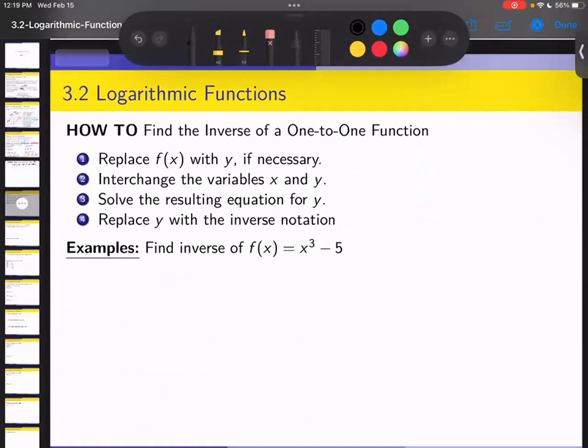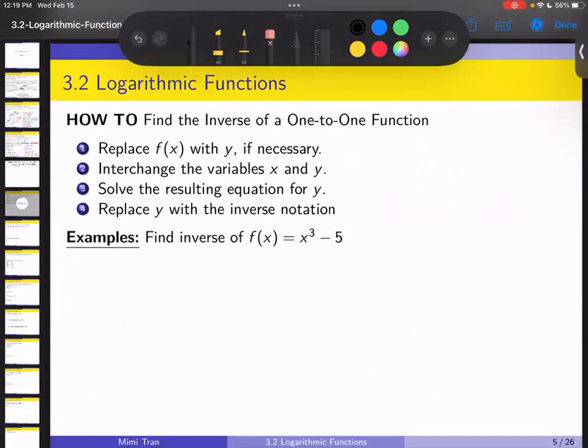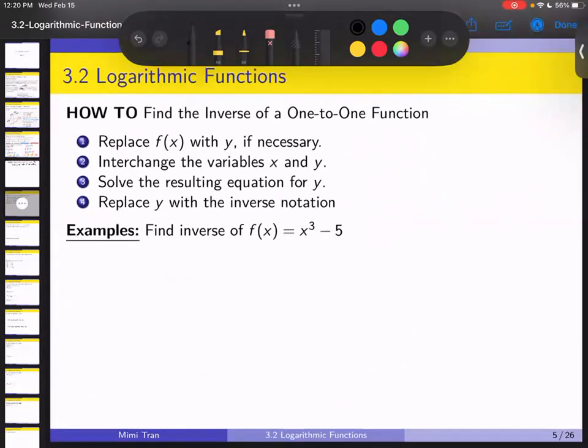Now, what if I only give you one function and ask you to find the other instead of verifying? That's a different process, right? I give you f of x and ask you to find f inverse of x. Here are all the steps; I'm going to go through them while I do the example. Given f of x equals x cubed minus 5, my first step is to replace f of x with y if necessary. It's going to be y equals x cubed minus 5.